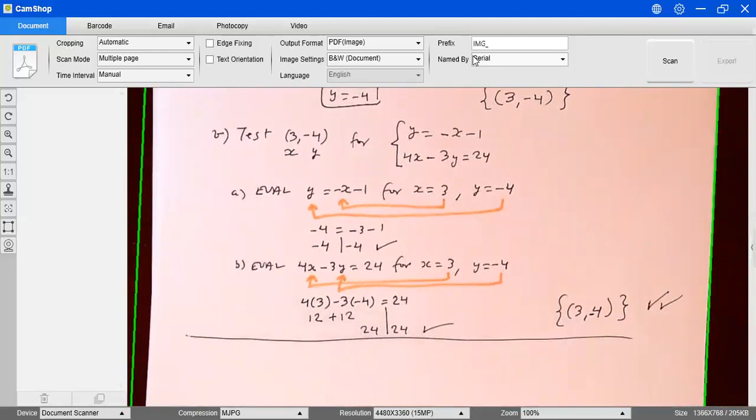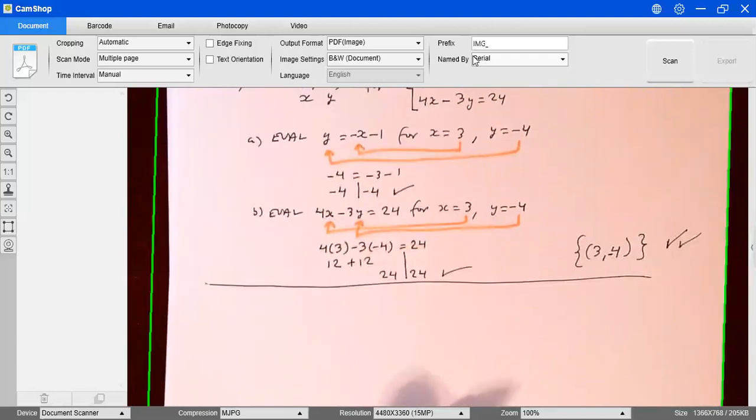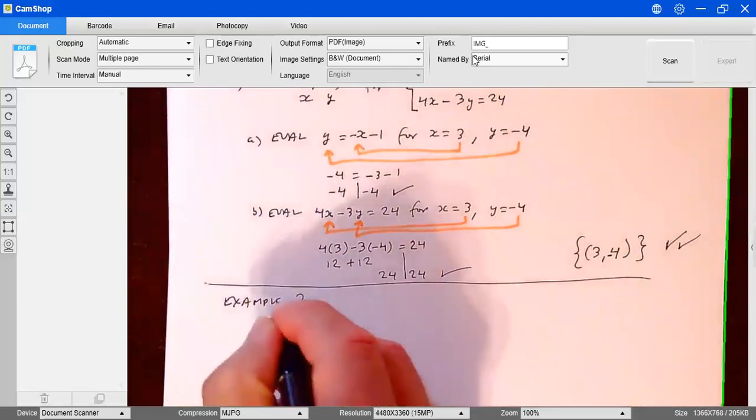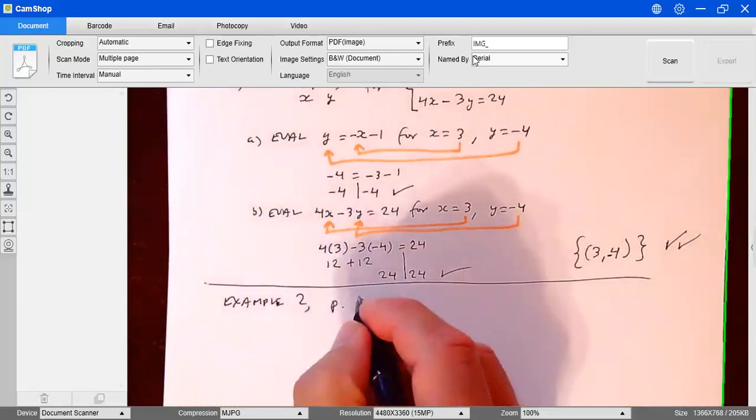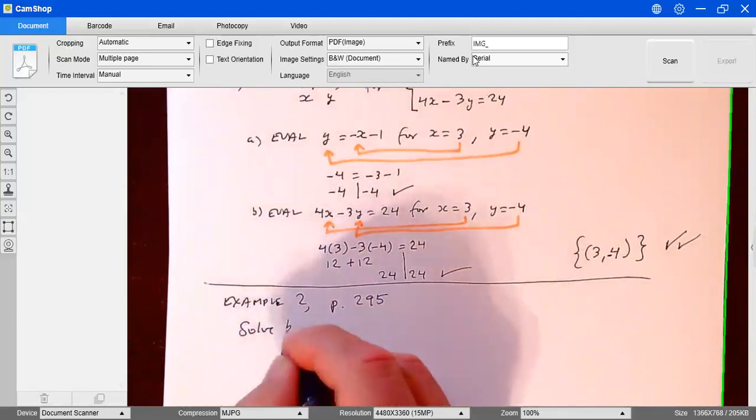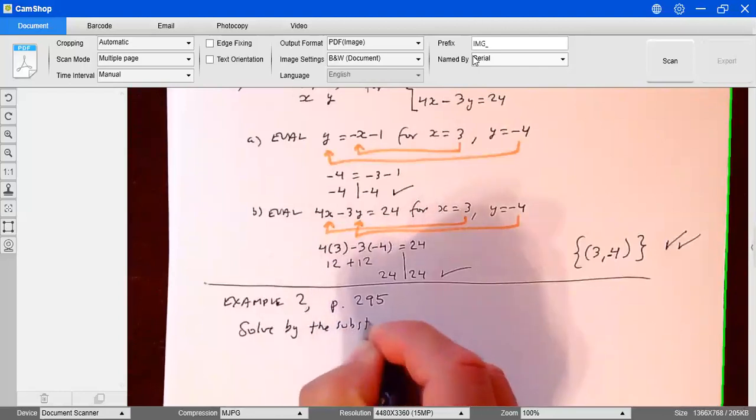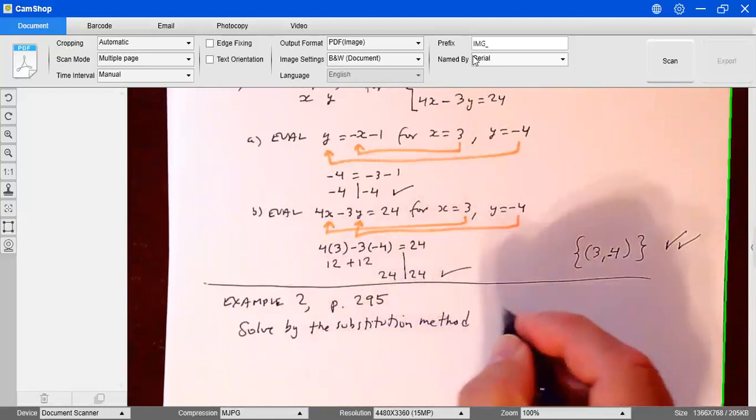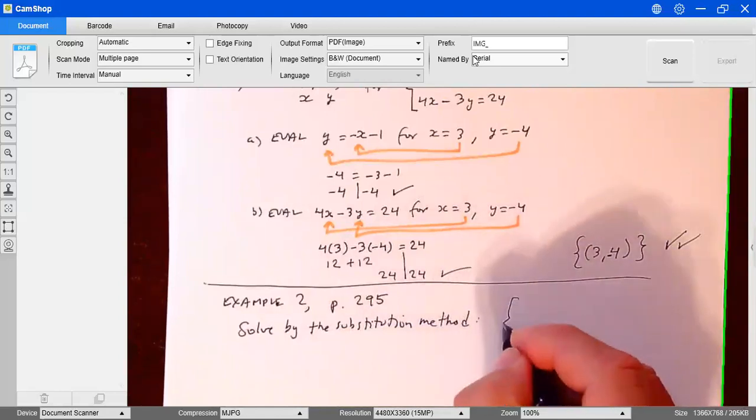So now we're going to work 3 more problems, so that way you're going to be very, very well prepared for the assignment. So we're going to work now example 2. Example 2 is on page 295. We're going to solve by the substitution method the following linear system.